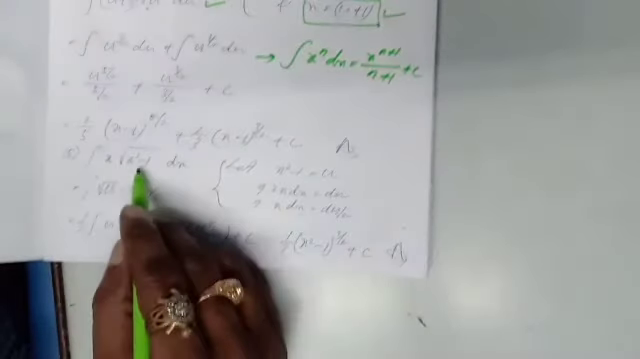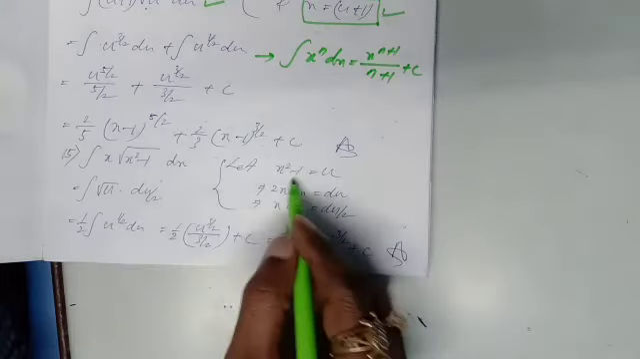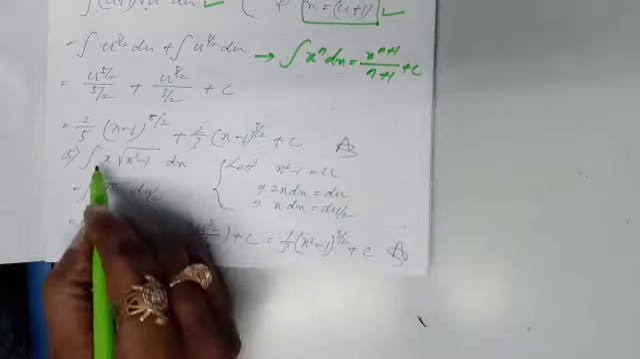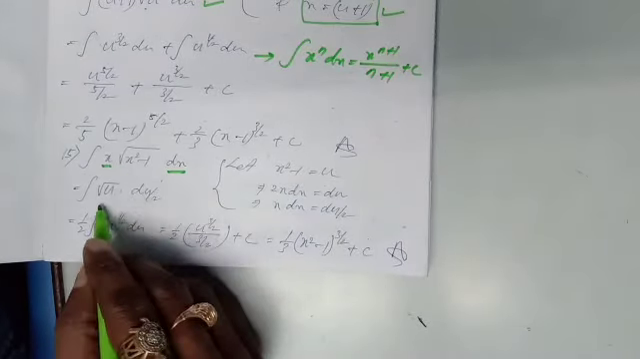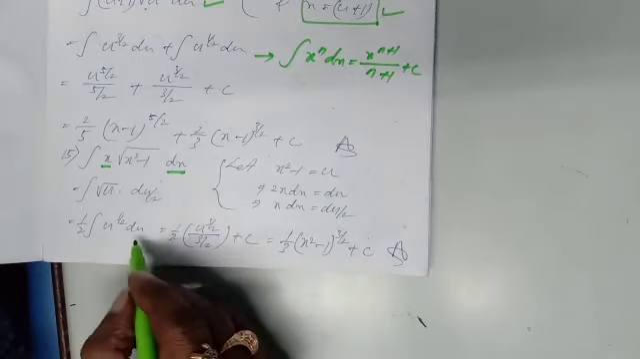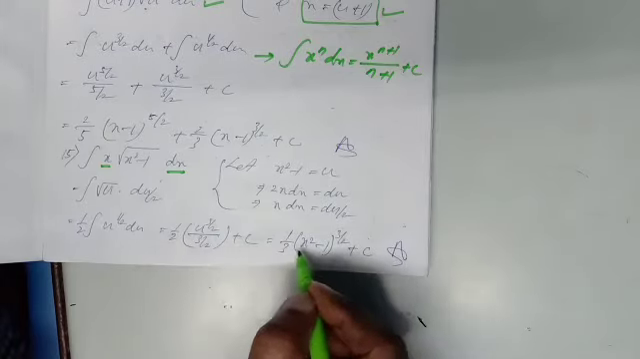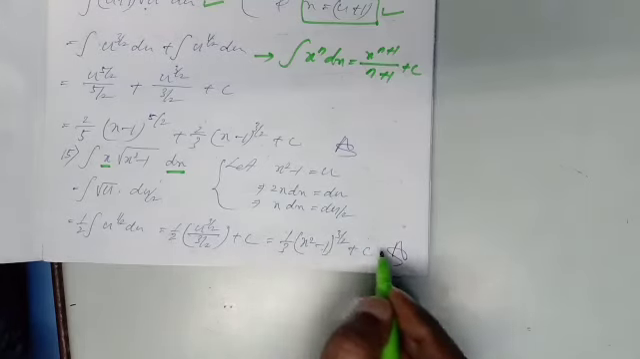Question number 15. x into x square minus 1 root over dx. Let x square minus 1 as u, 2x dx equal to du, x dx equal to du by 2. This x and dx will be du by 2, and this is nothing but u root over, 1 by 2 taken outside, u to the power 1 by 2 du. Normal formula is u to the power 3 by 2 by 3 by 2 plus c. That is the final answer, 1 by 3. Put the value of u, that is x square minus 1 whole to the power 3 by 2 plus c.